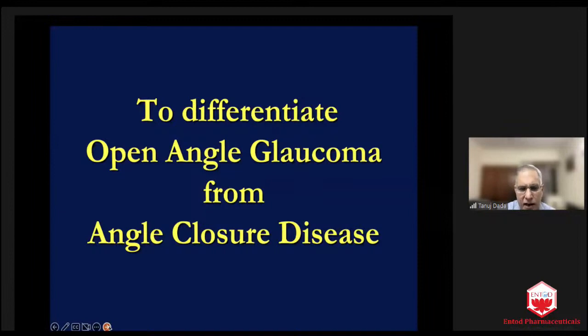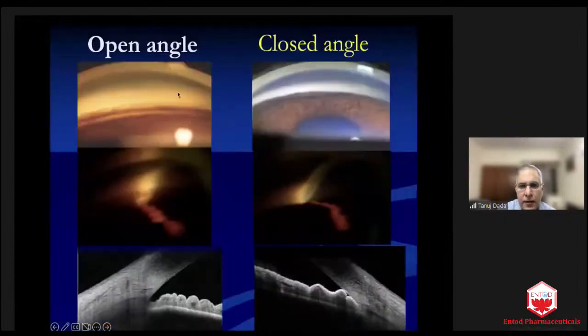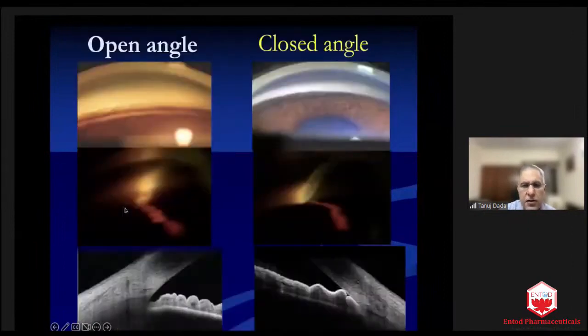And why is it important to distinguish these two entities? In the first, this shows the normal open angle. This is the anterior segment image. This is the cornea, this is the area of the angle, and this is the trabecular meshwork. So this is an open drainage system, and the aqueous is draining through the trabecular meshwork. Contrast this with here, where the iris is blocking the area of the angle, the trabecular meshwork. The basic purpose of gonioscopy is to distinguish open angle from angle closure.